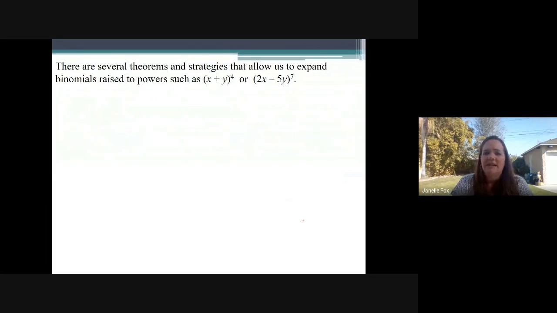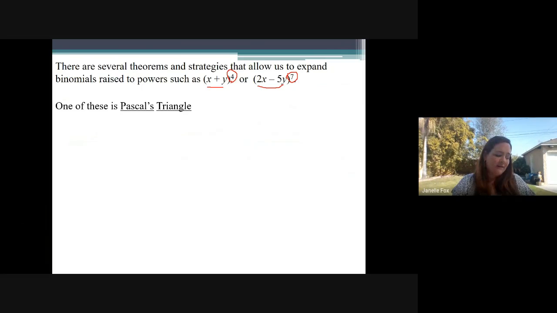There are several theorems and strategies that allow us to expand these, something like x plus y to the 4th power. Notice the title of the lesson was the binomial expansion. This is a binomial, and we're raising it to a power. There are 2 different ways, and we're going to learn both of them, because I want to arm you with as many tools as we can, so that you can choose which way you want to do it.